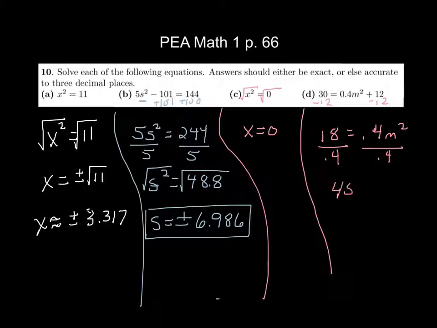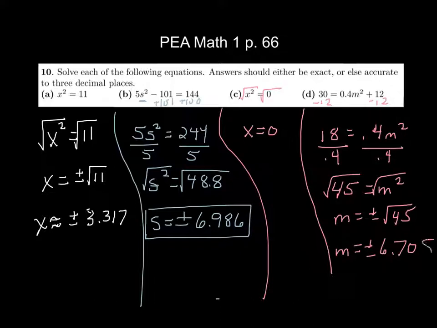So 45 equals m squared, square root. So we get m equals plus or minus root 45. That is our exact answer. So notice on these ones I couldn't come up with an exact answer because you can't really do a square root of 48.8. But here, that's our exact answer. Or, in decimal form, it is m equals plus or minus 6.708. That's it.